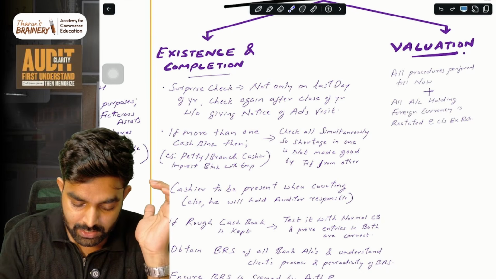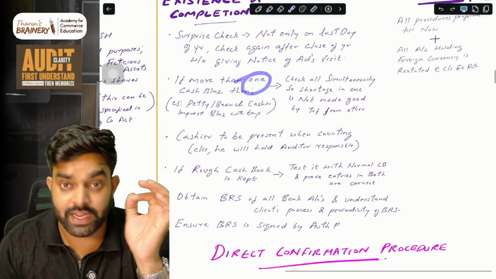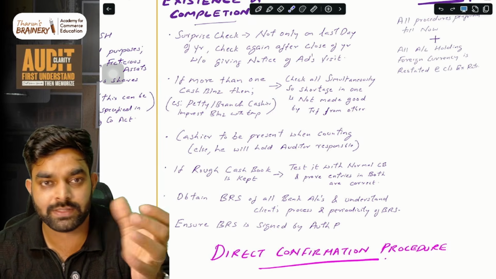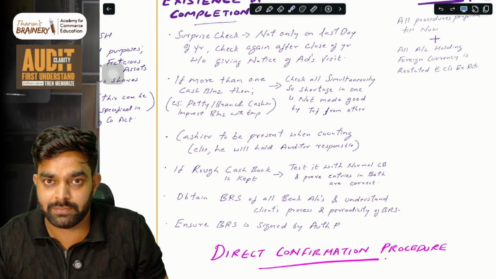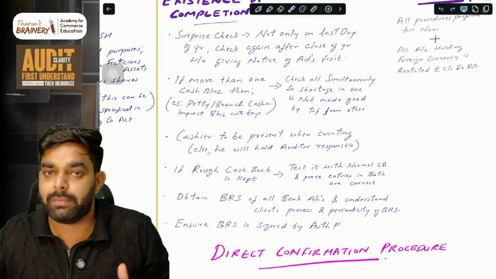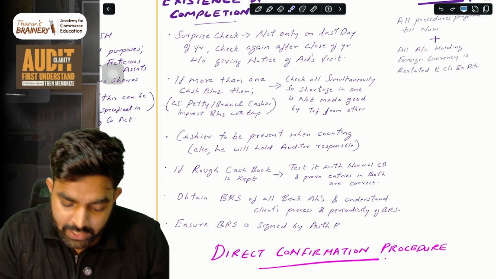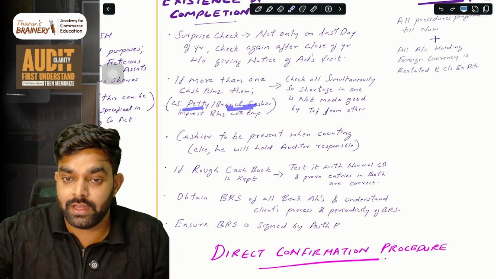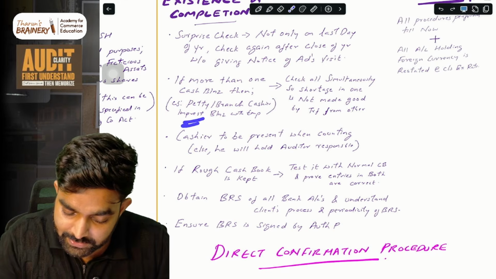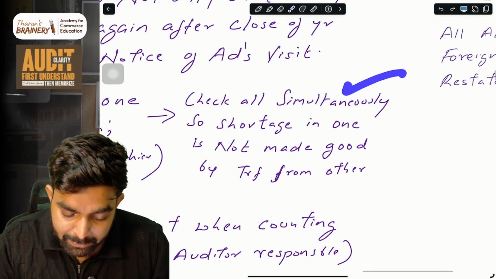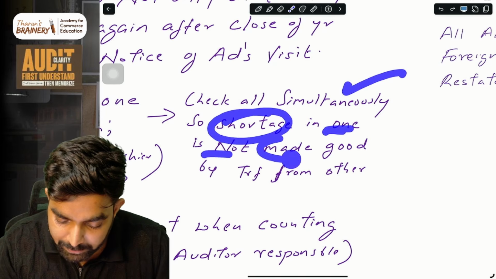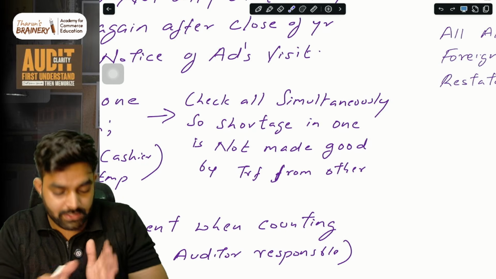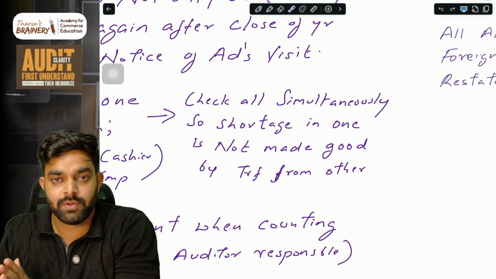That is surprise check. Then, if more than one cash balance is maintained, sometimes a company has a lot of laborers and a lot of petty cash expenses. So different cash books may be maintained sometimes. One person may be handling some cash, another person may be handling other cash for different purposes. So if more than one cash balance is there, for example petty cash balance, or a branch has a separate cash balance, or imprest balances, then check all of them simultaneously, so shortage in one is not made good by transfer from another. That is, imagine one cash book for normal things and one cash book for some other purposes.